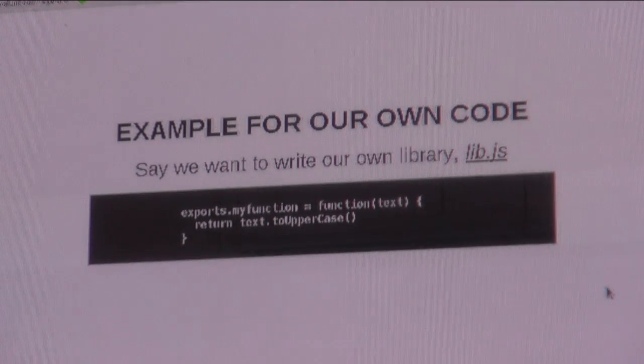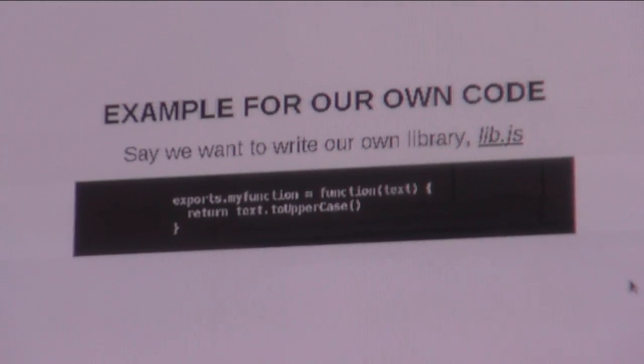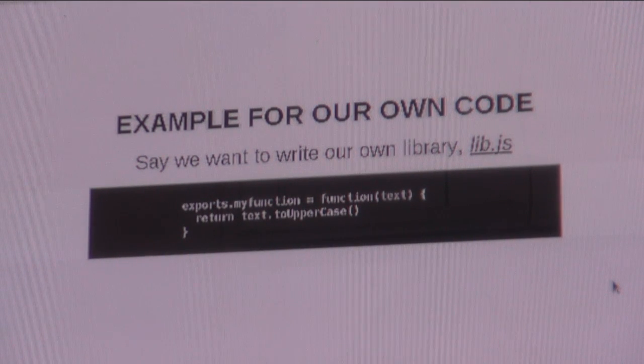So here's an example. Suppose we want to write our own library, lib.js, and we're going to have one function. So we say exports.myfunction equals function, which takes a text and returns text to uppercase.